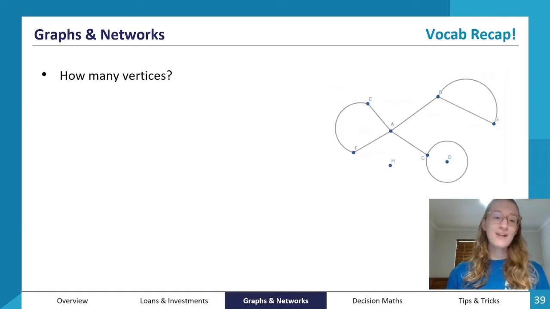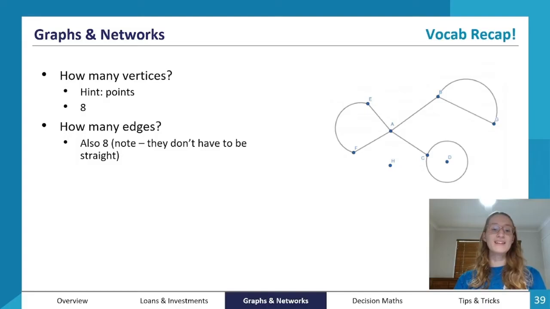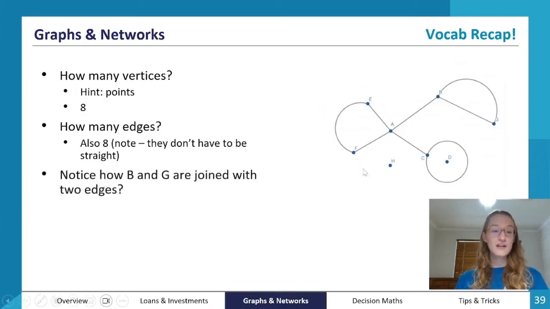So to practice applying that knowledge, how many vertices does this graph have? And remember, vertices are the number of points. And if you've counted them, A through H, you would have seen that there is 8. Question, how many edges? We can see that there's also 8. And you can also note that they don't all have to be straight. This one is a curved one, for example. So edges don't have to be straight.